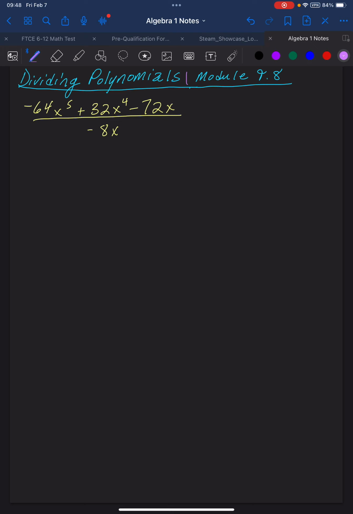We're going to work on dividing polynomials. This is module 9.8. You have a note sheet that says module 9.8. There also is another worksheet. It's the same exact thing, but it says 9.2. That's a typo. So if yours says 9.2, just know it's 9.8. You can scratch out the 9.2 and replace it with 9.8.